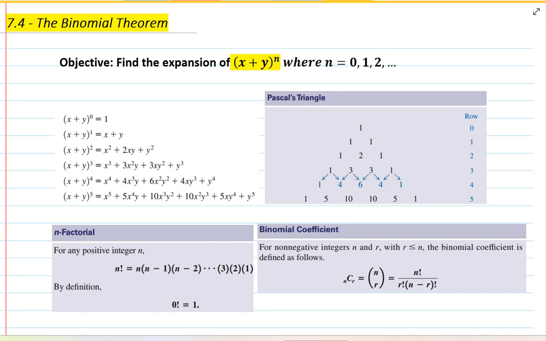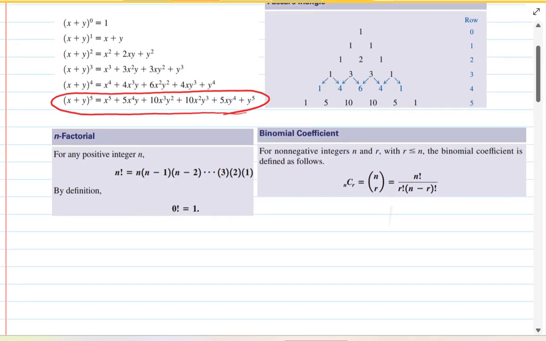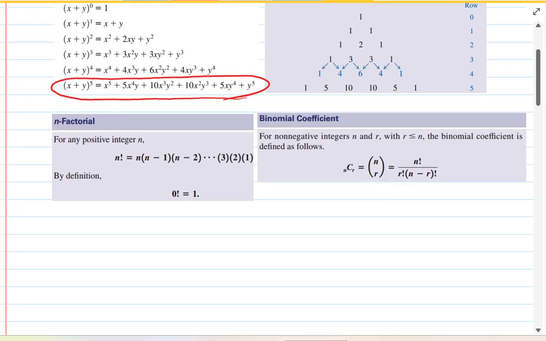Now, remember, our objective is how we're going to do this without Pascal's triangle. So in a moment, I'm going to be doing x plus y to the 5th because we have the answer for it. But before we do that, we need to get past a couple of ideas. The first one is factorials. The exclamation mark means factorial, and it is simply defined for every positive integer.